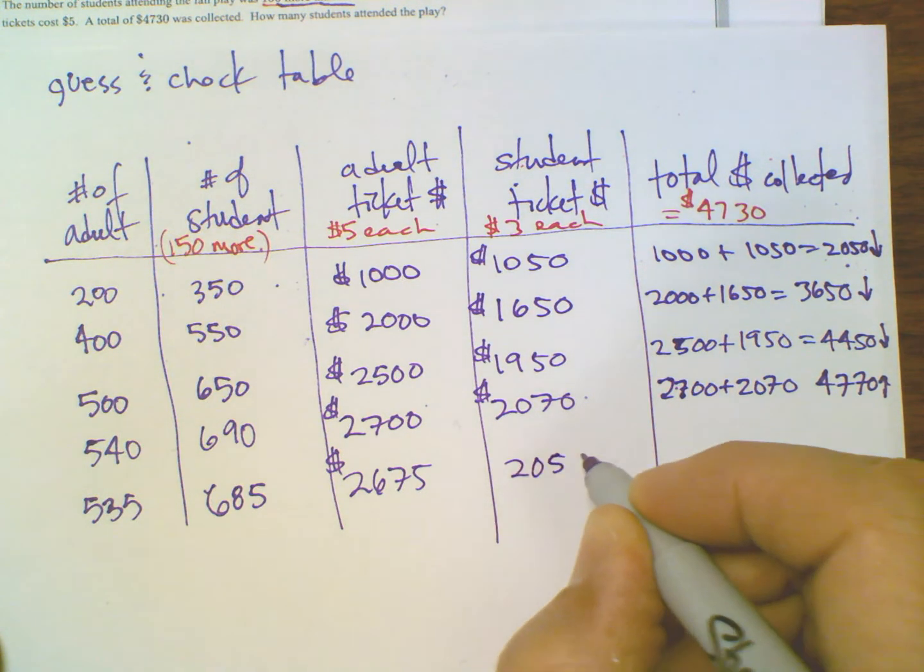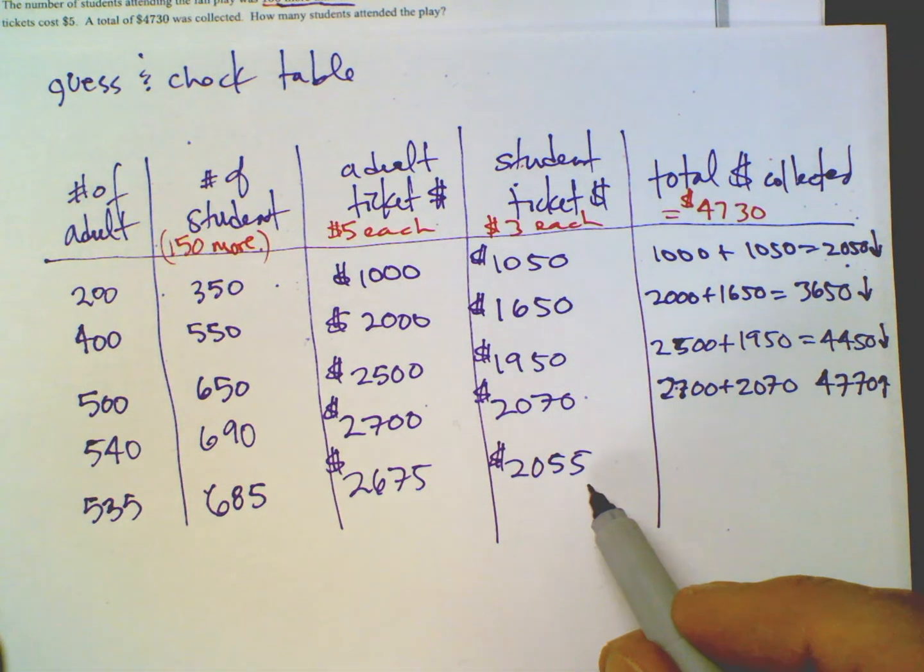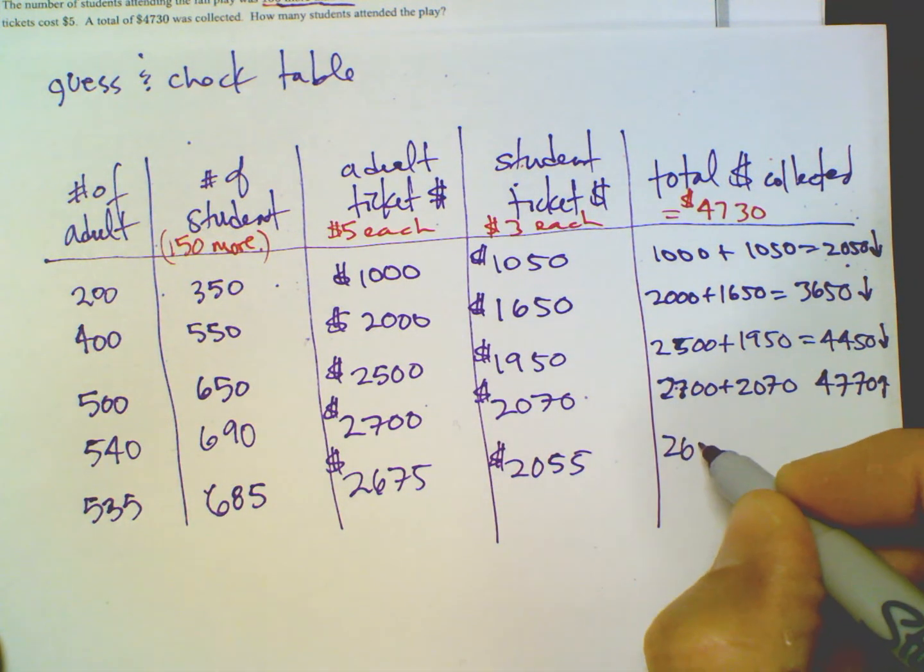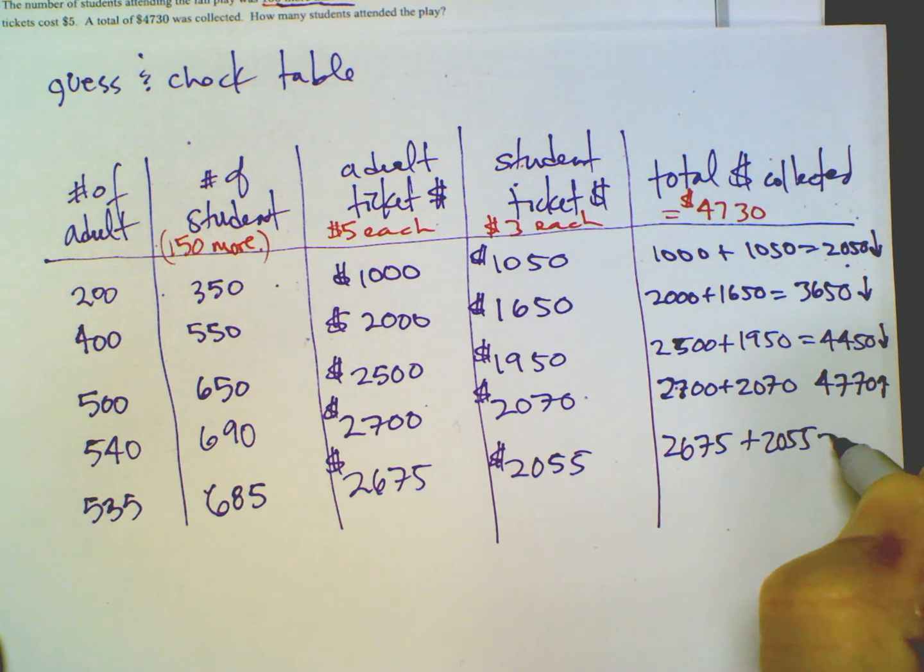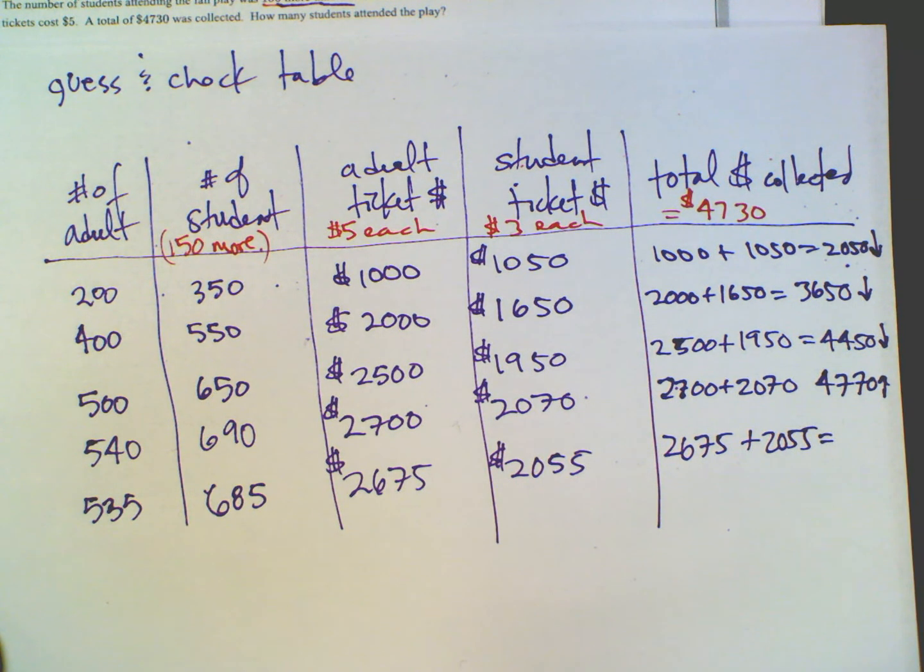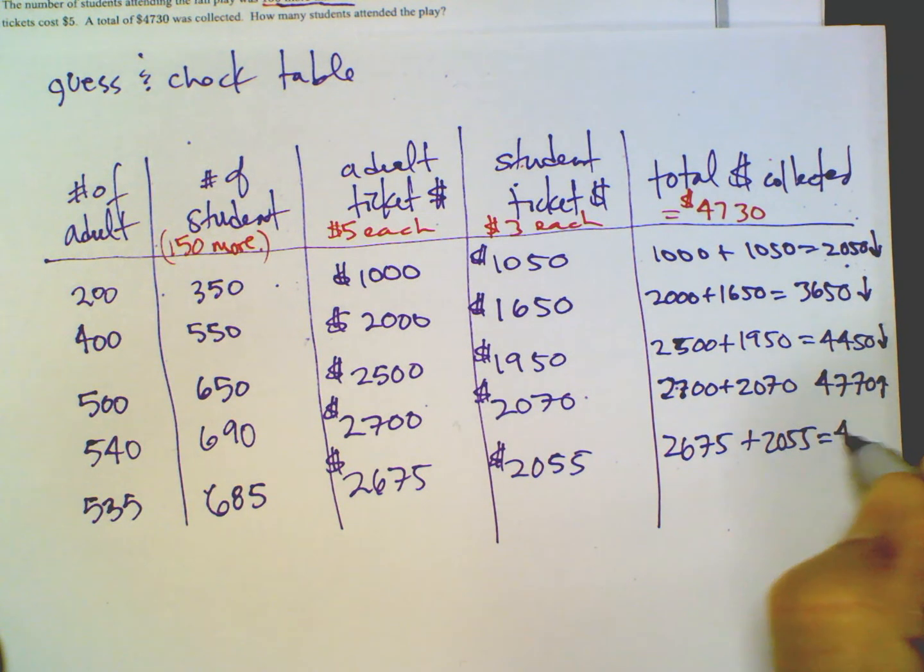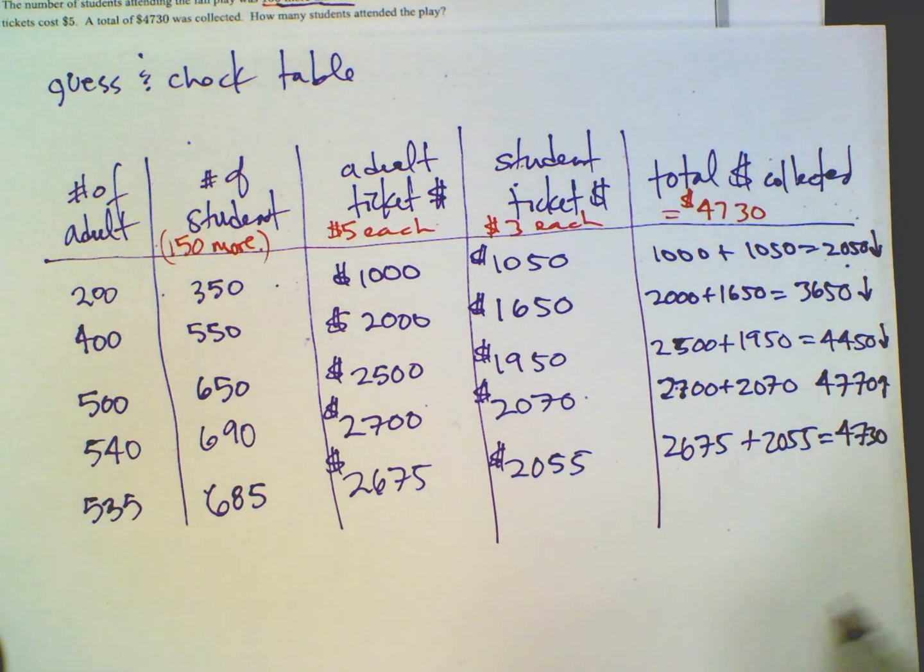So that's 2,055. So if I add those two numbers, 2,675 and 2,055, when I add those up, I believe I got it, didn't I? Yeah, that's 4,730. So that's exactly what I needed. So I guessed up to what I needed. So there's my guess and check.